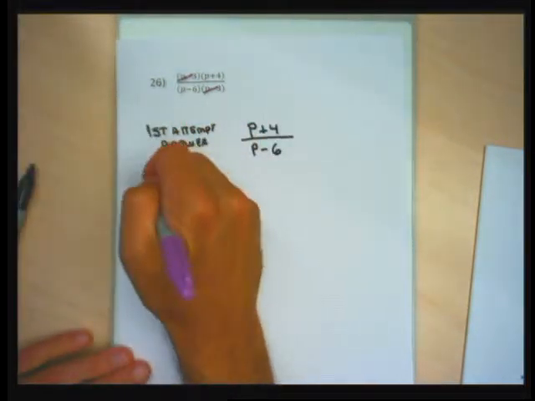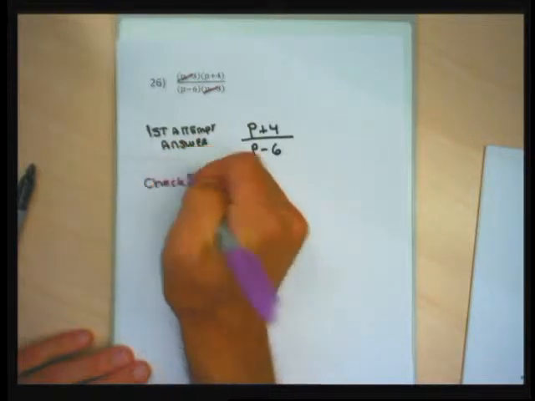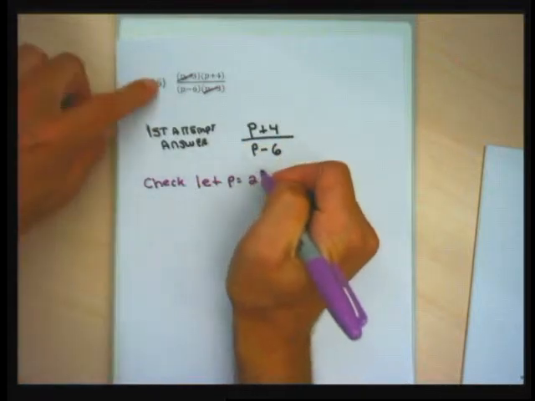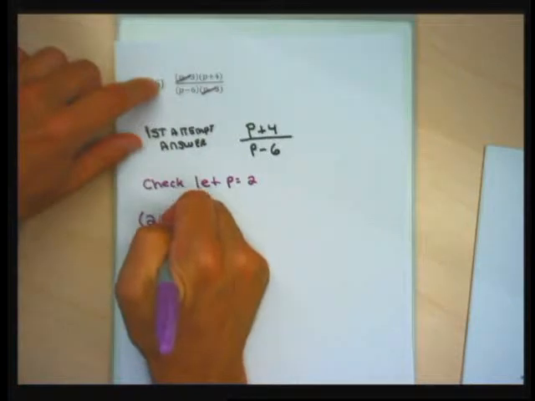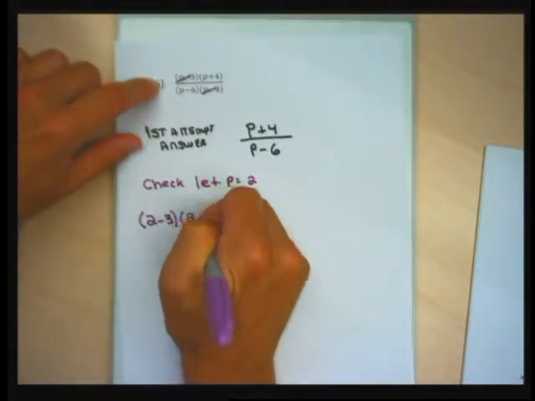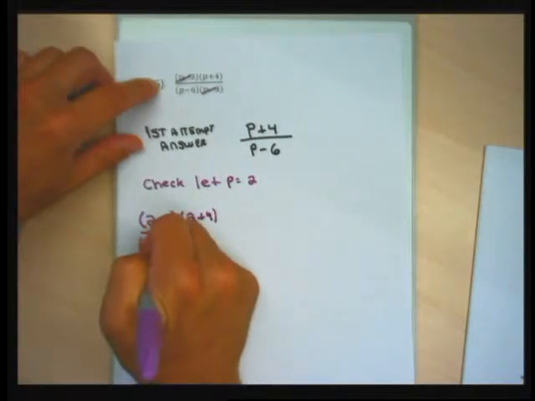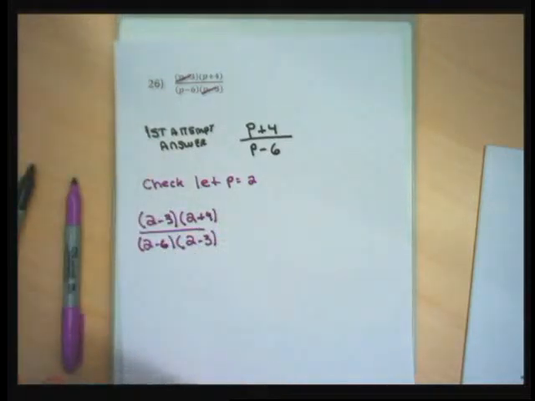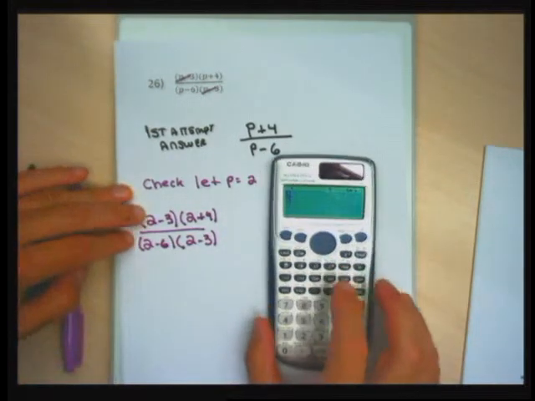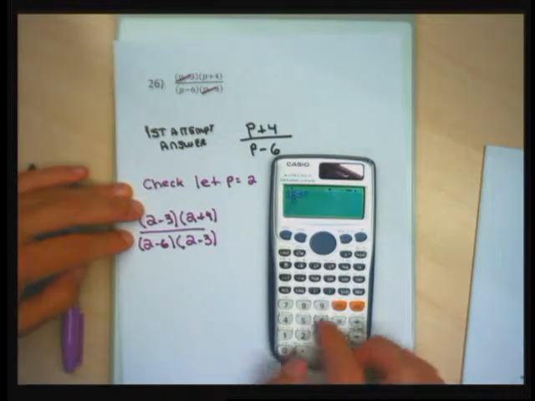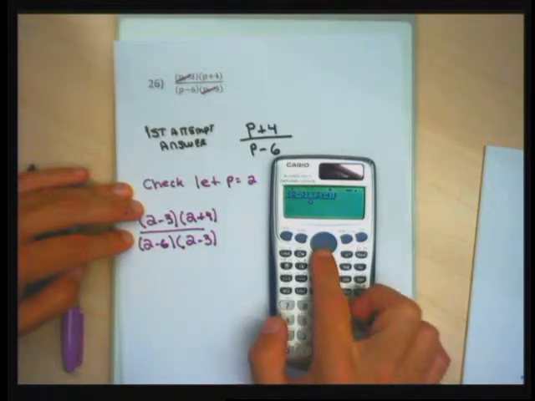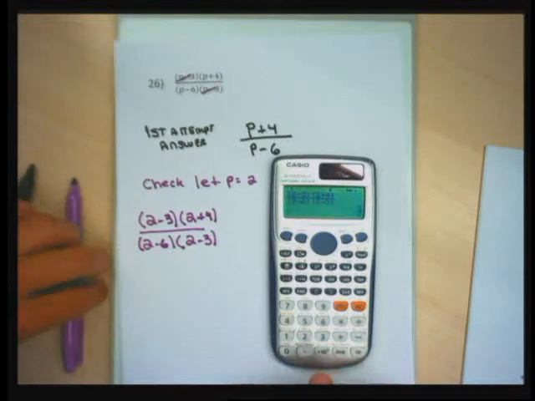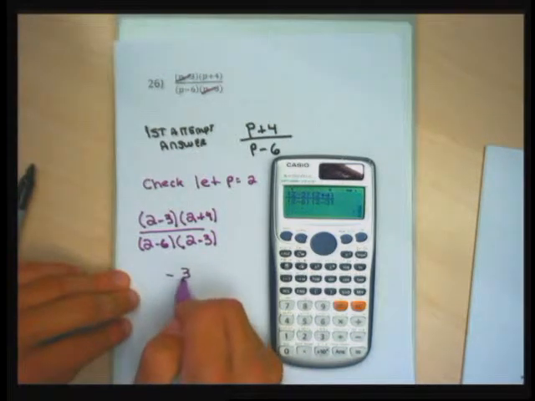If I wanted to check this, I'd have to pick a number for p. Let me do 2. Plug it into the original problem and go 2 minus 3 times 2 plus 4 over 2 minus 6 times 2 minus 3. So if I put 2 into the original problem, parentheses 2 minus 3 parentheses 2 plus 4 over parentheses 2 minus 6 parentheses 2 minus 3. When I do that reduction, my calculator tells me this is negative 3/2.